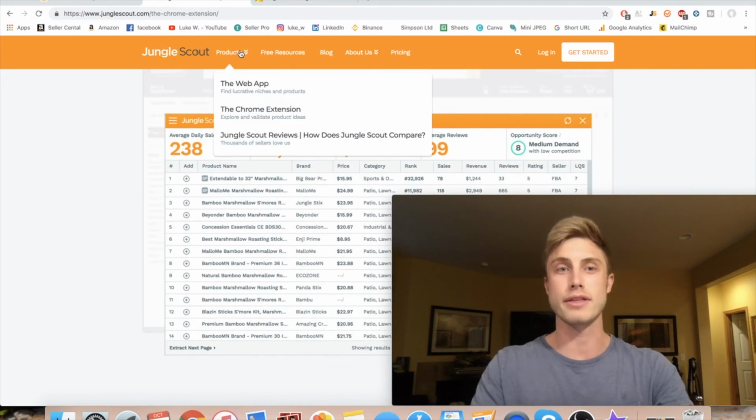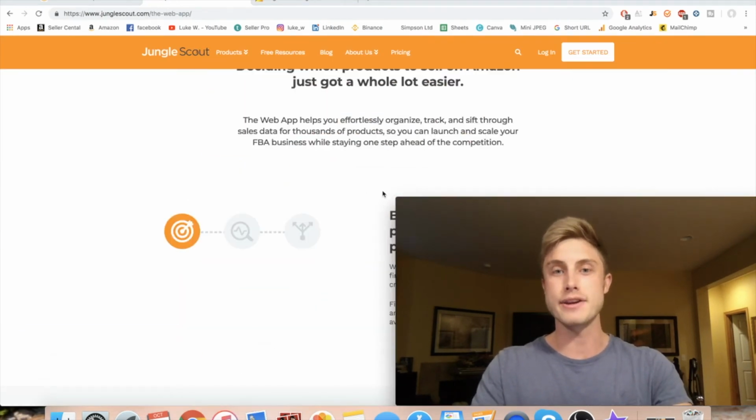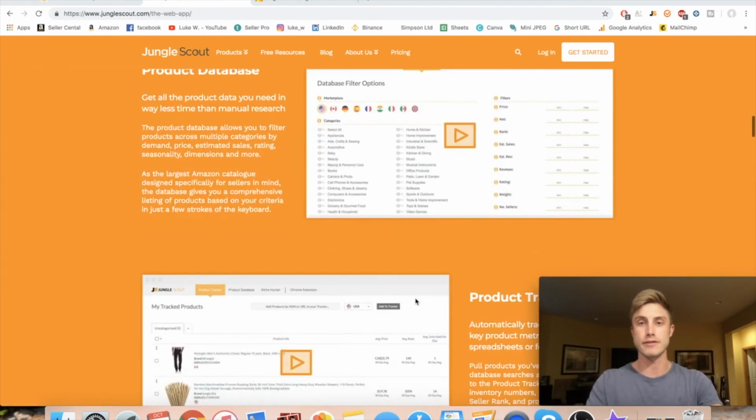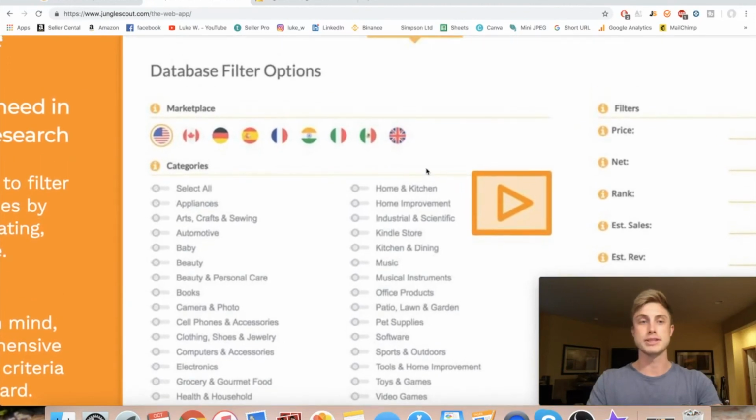And there's one other thing that you guys can actually do here. Jungle Scout offers a web app, which is really good when coupled with the Chrome extension. This is how you can find products so much faster, all in the right criteria that you're looking for right away. So the layout for the Jungle Scout web app looks something like this.